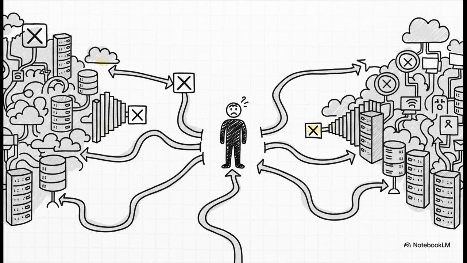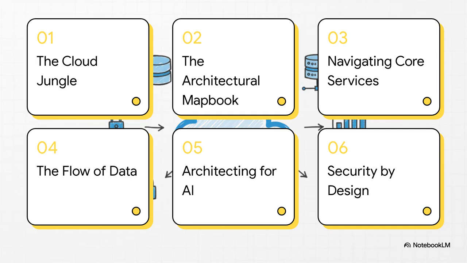It really is like being dropped into a digital jungle. You're surrounded by countless services and configurations, and it's so easy to get lost. And the scary part is, making a wrong turn early on can have consequences that stick with you for years to come. But what if you had a map?